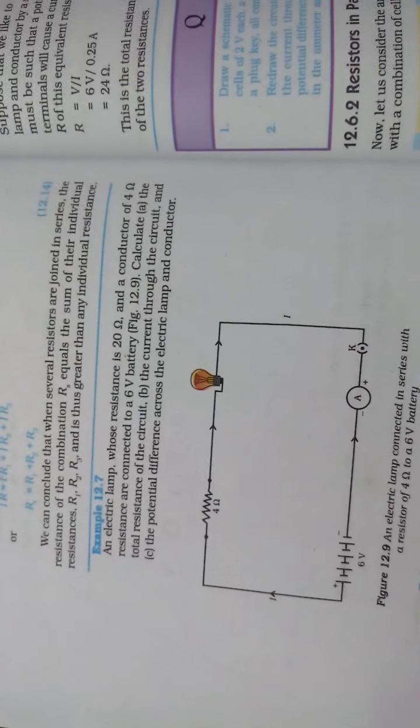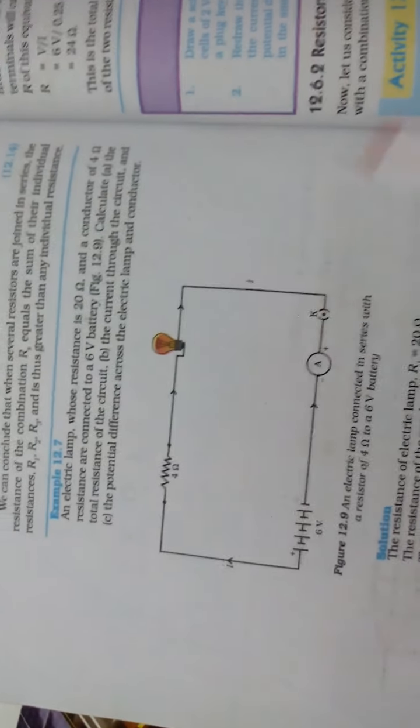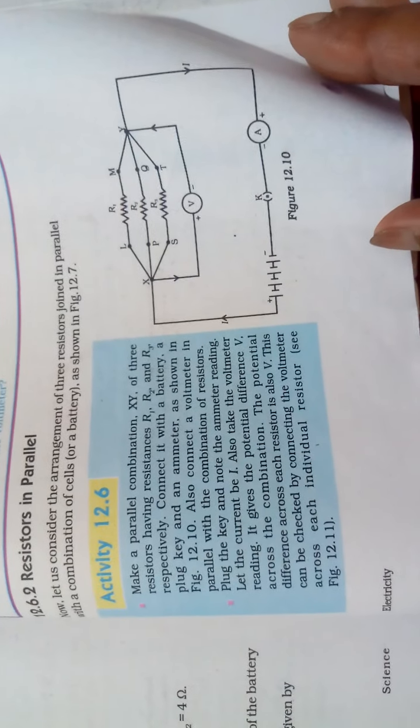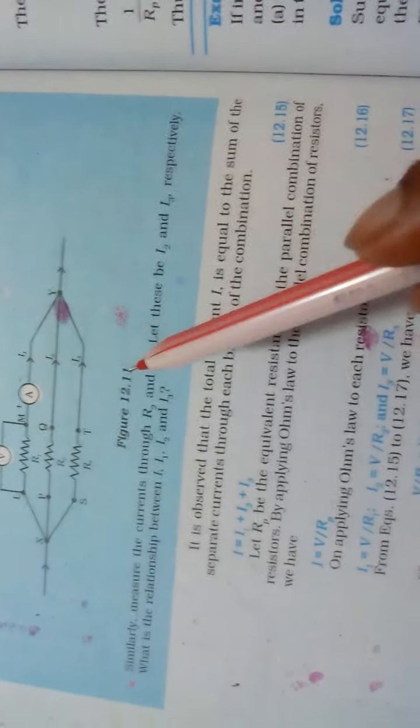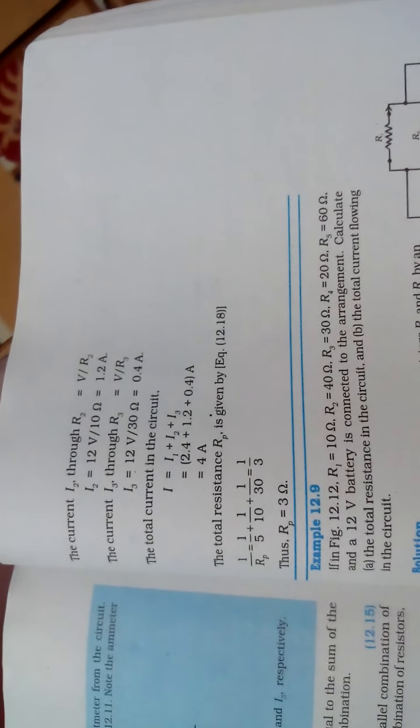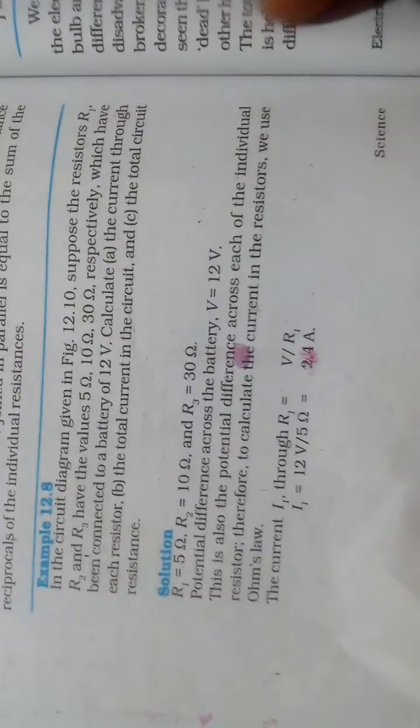Series combination is over. Now the parallel combination proof is given. Resistance in parallel, how you see it and what the potential difference is. Then you will see a practical, and after this some numericals based on the parallel combination are also given. Sometimes you will get parallel as well as series both in the same numerical. So you will see these questions.